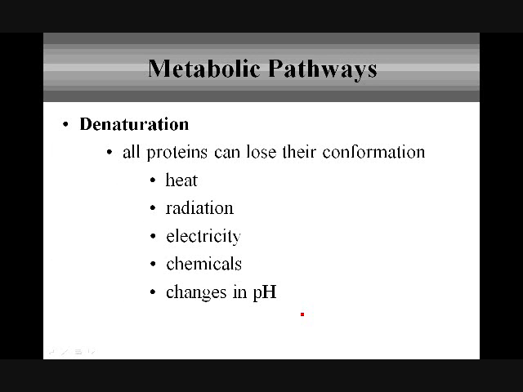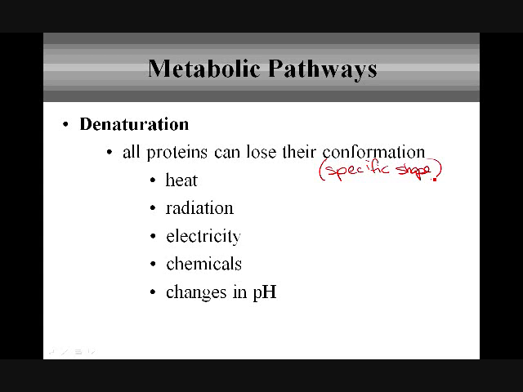And the last thing that we're going to talk about for controlling metabolic pathways is what happens when the metabolic pathway isn't properly controlled or is altered in some way by an outside force. What actually happens is denaturation, this process where a protein loses its conformation. And you guys should remember that word, conformation. What we're really talking about is that specific shape.